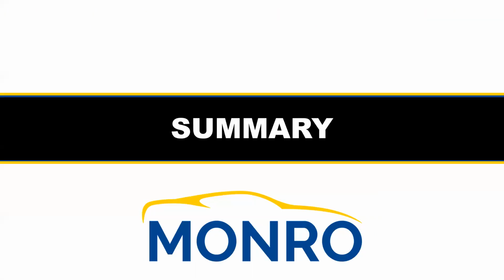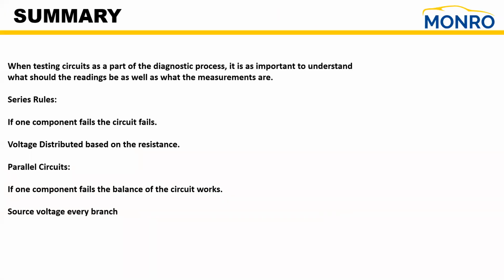So now, let's do a quick summary. Remember, when you're testing circuits as part of the diagnostic process, it's just as important to understand what the readings should be, as well as what the measurements are. The series circuit rules were simple. If one component fails, the whole circuit fails. The voltage was distributed based on the resistance. And in a parallel circuit, if one component failed, the balance of the circuit continued to work. And there was source voltage across every branch.